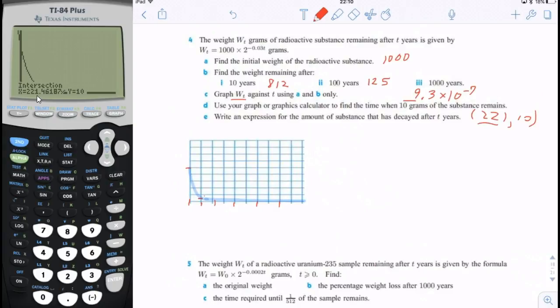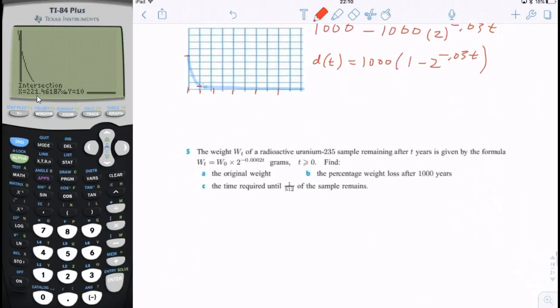The amount that's here is the amount that's remaining, okay? So if we want the amount that has decayed, then we would want to take the original amount and subtract the amount remaining. That would give us the amount decayed. So it looks kind of like that, okay? Let's call it D, decayed. If you want to, you could factor out the 1,000, but sometimes they're written in this format.